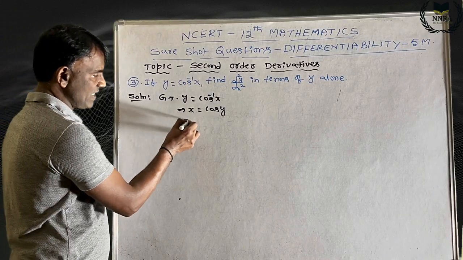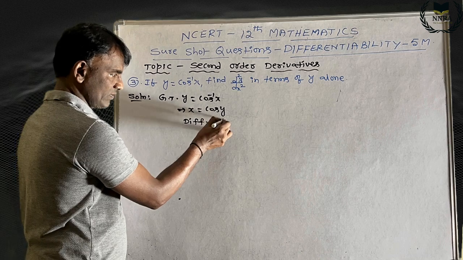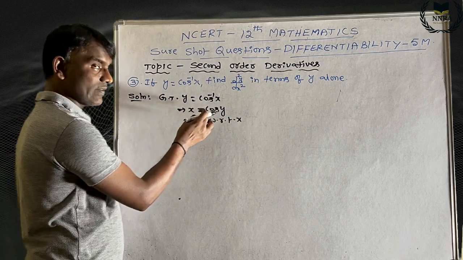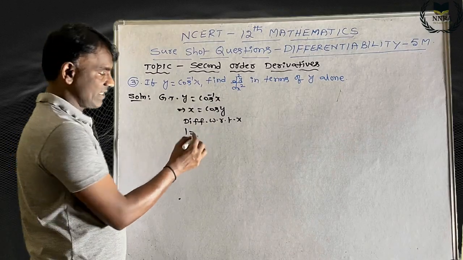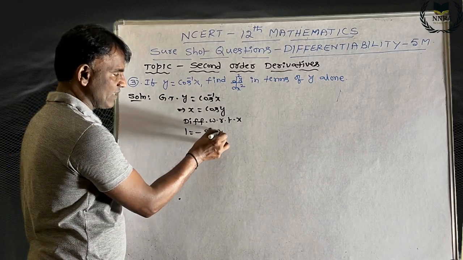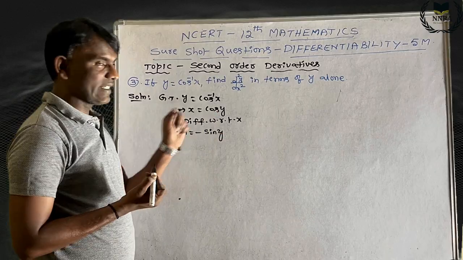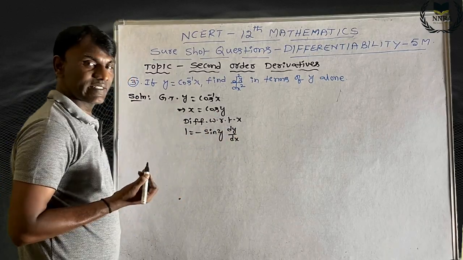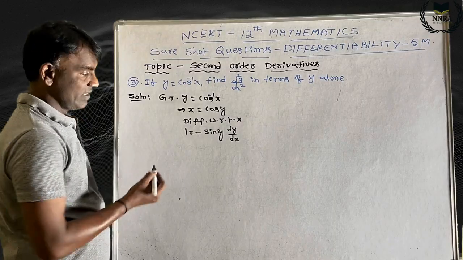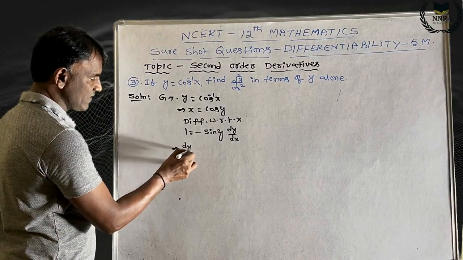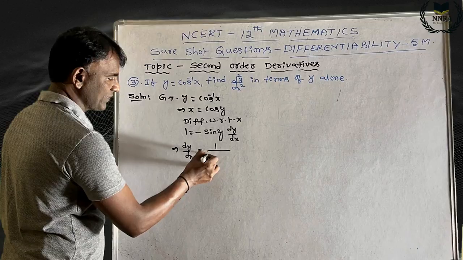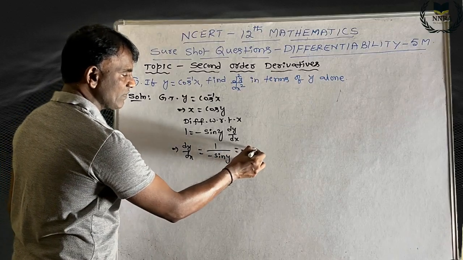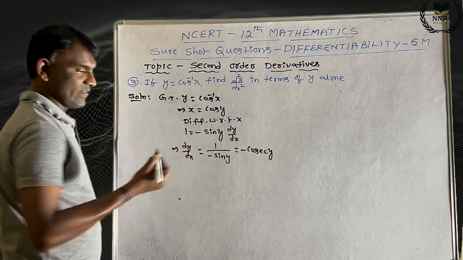After that, how to write this one? So just differentiate with respect to x only. So derivative of x with respect to x is 1. Derivative of cos x is minus sin x. So same formula, minus sin y, but it is not x. So again we differentiate the variable y with respect to x. That is dy by dx. Now write dy by dx value. How much is it? 1 by minus sin y. So minus 1 by sin y can be written as cosecant y.